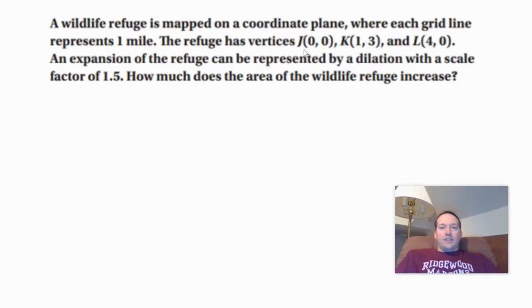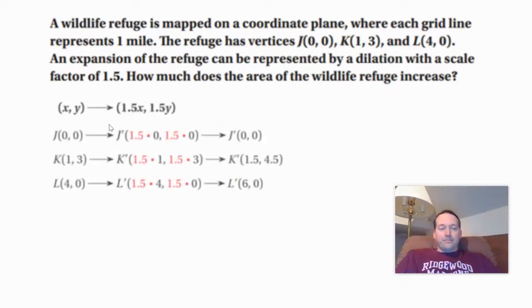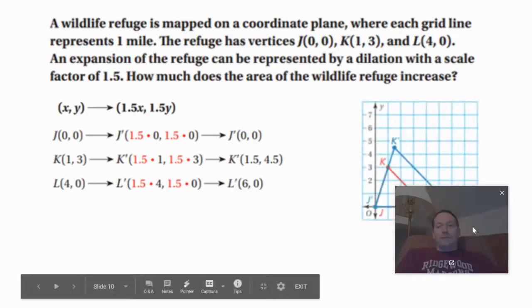A wildlife refuge is mapped on a coordinate plane where each grid line represents 1 mile. The refuge has vertices (0, 0), (1, 3), and (4, 0). An expansion of the refuge can be represented by a dilation with a scale factor of 1.5. How much does the area of the wildlife refuge increase? Okay, scale factor 1.5. That means I multiply every x coordinate by 1.5, every y coordinate by 1.5.